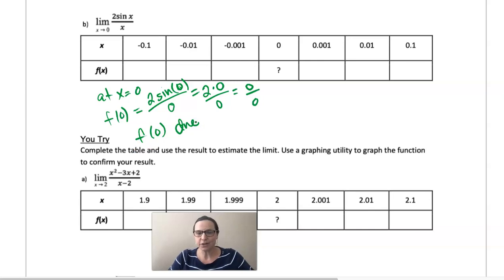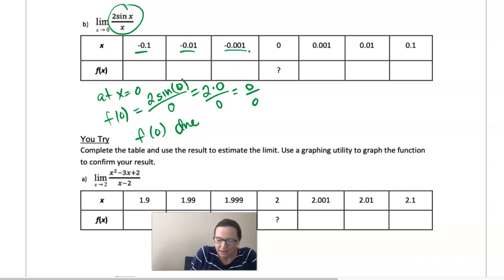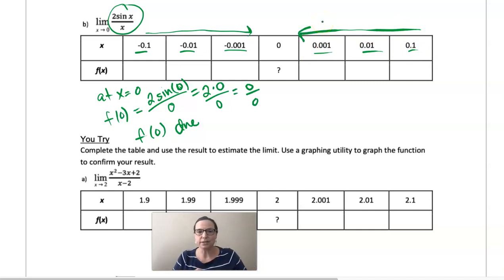But what we're looking for is whether there is some y value that these output values of 2 sine x over x are getting arbitrarily close to as x approaches 0 on the left and the right. You can see these numbers here. These are negative numbers, so they're to the left of 0, but they're getting closer and closer to 0. And these are positive numbers on the right of 0, and as you go that way, they're getting smaller and smaller, closer to 0. So we're looking at the pattern with the outputs as the x values do that.